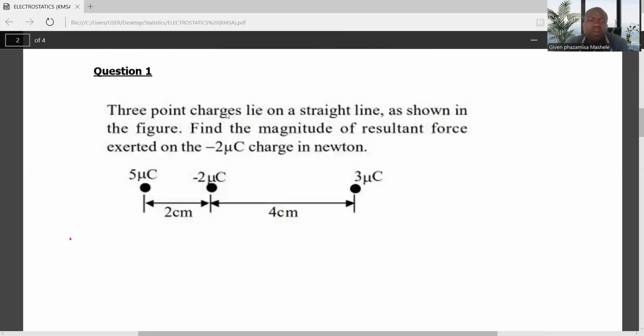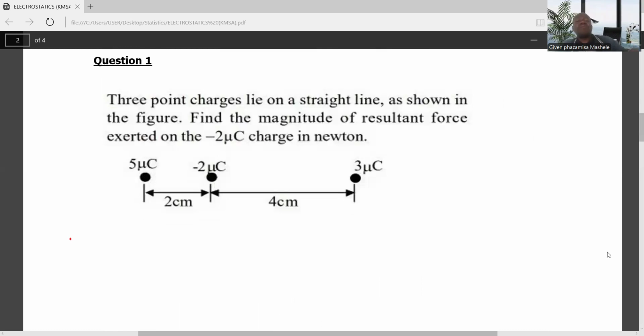Right, now here is an example, guys. It says 3 point charges lie on a straight line, so we're dealing with one-dimensional charges. 3 point charges that lie on a straight line as shown in the figure. So this is our figure. We can call the first charge, charge 1, and this charge 2, and this charge 3.